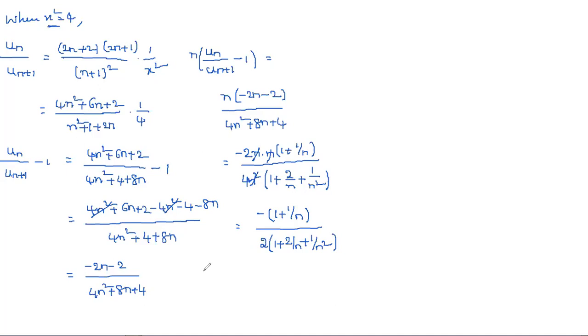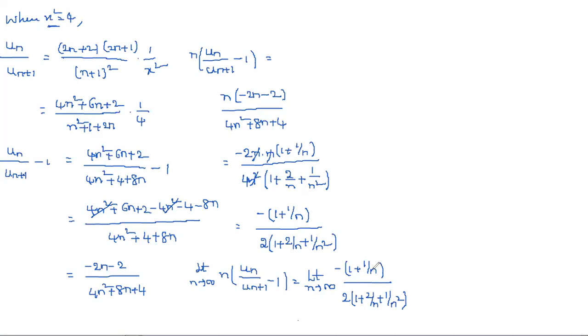And now you can apply this limit n tends to infinity, n into un by un plus 1 minus 1. So this is equal to limit n tends to infinity minus of 1 plus 1 by n by 2 into 1 plus 2 by n plus 1 by n square. So if you substitute infinity in place of n, then 1 by infinity is 0 and 2 by infinity is 0. Finally, what do we get? Minus 1 by 2. So this is obviously less than 1.